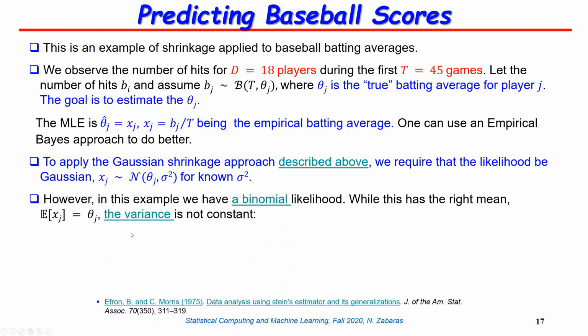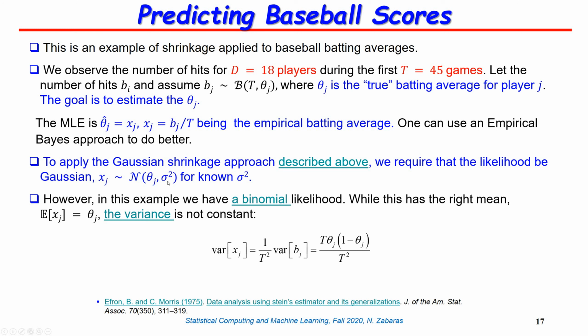If you actually go and compute the expectation of x j, that's the expectation of B j divided by T, and remember the expectation for the binomial is T times theta j. So the expectation of x j will actually be theta j. That's nice. But if you compute the variance of x j, unfortunately, it turns out that the variance of x j, using the variance of the binomial distribution, is now a function of theta j.